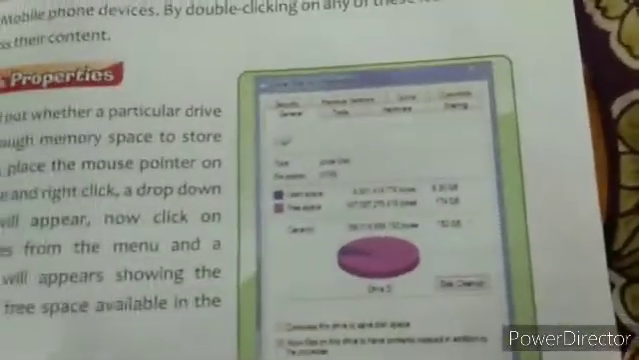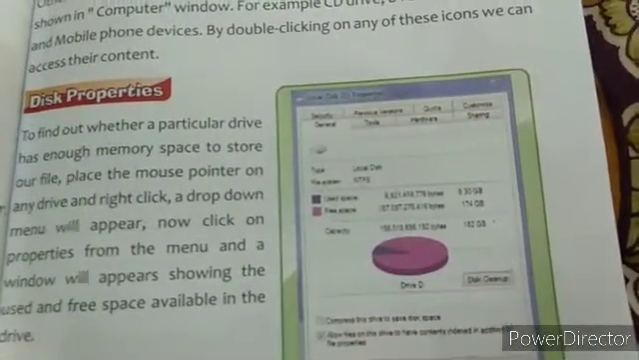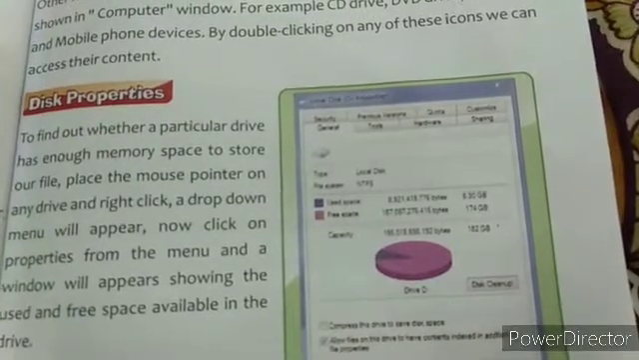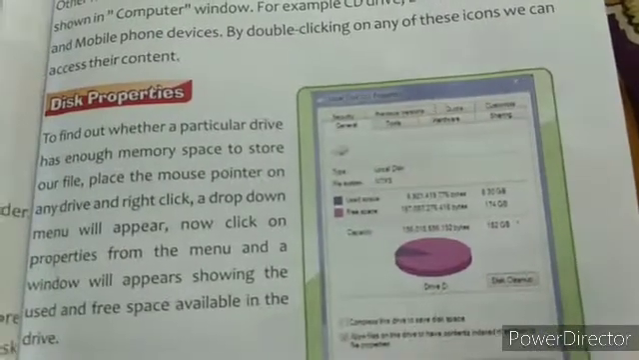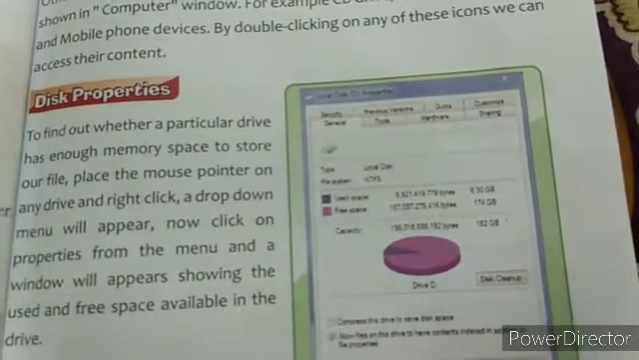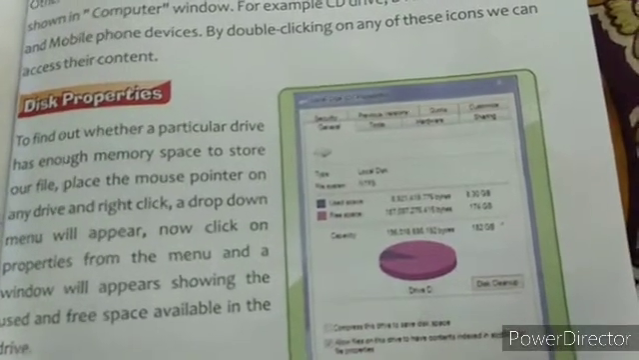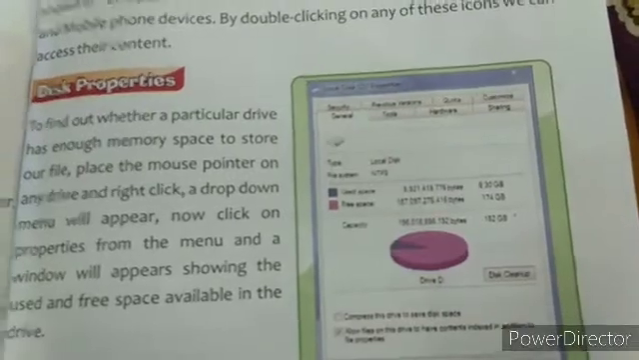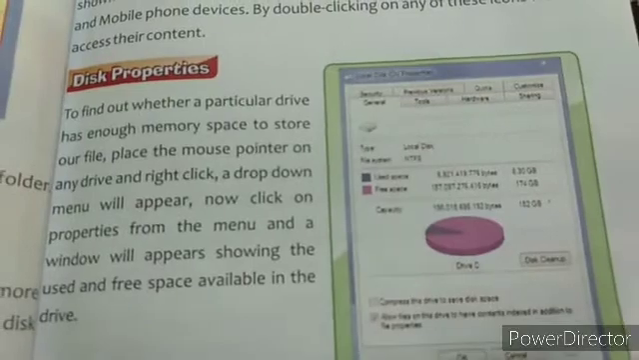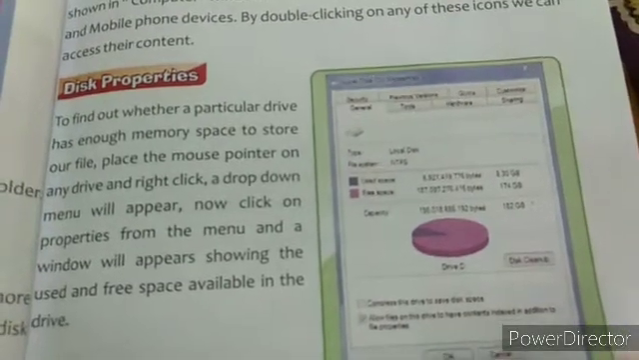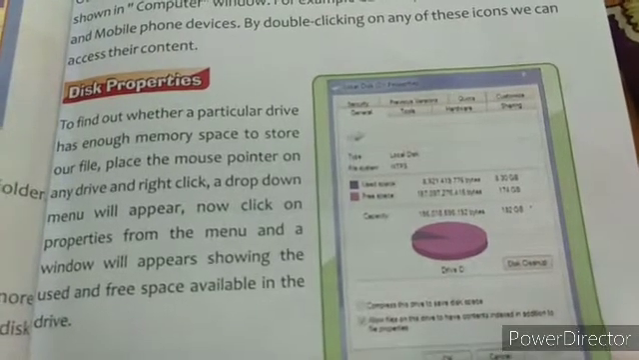What is disk properties? To find out whether a particular drive has enough memory space to store our file, place the mouse pointer on any drive and right click, and a drop down menu will appear. Now click on properties from the menu and a window will appear showing the used and free space available in the drive. For example, if we take the mobile phone, we have stored many files and videos. Sometimes the storage of the mobile phone will be full.